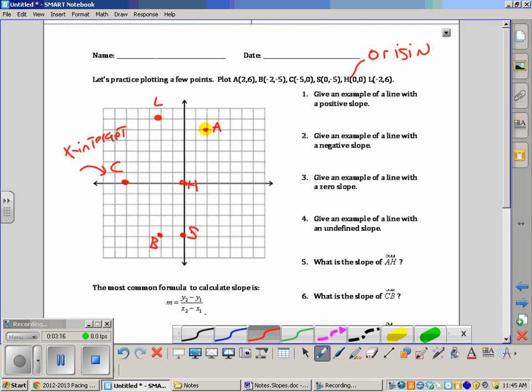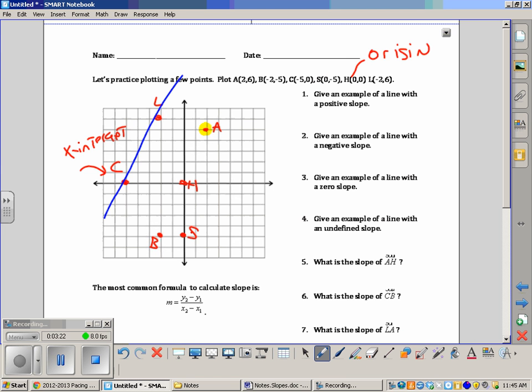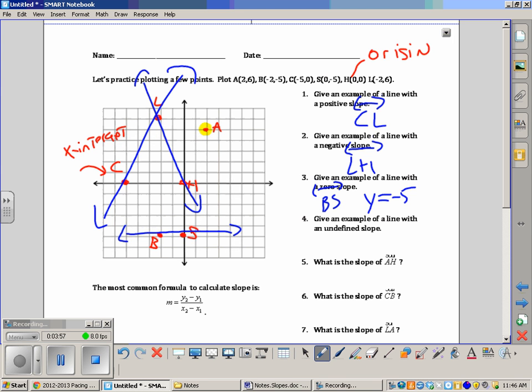Give an example of a line with a positive slope. Let me switch colors here. There's a positively sloped line, so CL. And a negatively sloped line. Obviously, there are many, many examples, but how about LH? Zero slope. It looks like BS. Is it? Yeah, BS is on the same line here. BS, which we'll do in the next lesson, is going to be an equation, y equals negative 5.